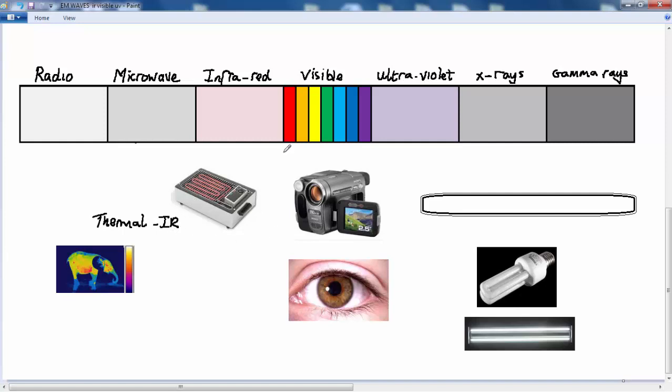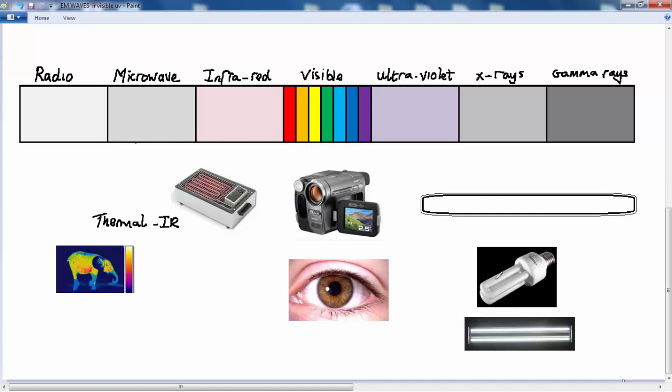The use of visible radiation is fairly obvious. It's very important to us. The cells on the retina of our eye respond to visible radiation, and it's precisely with these wavelengths that we're able to see and perceive the world around us. So these are extremely important and extremely useful to ourselves and to animals as well. Likewise, cameras and video cameras respond to visible radiation.